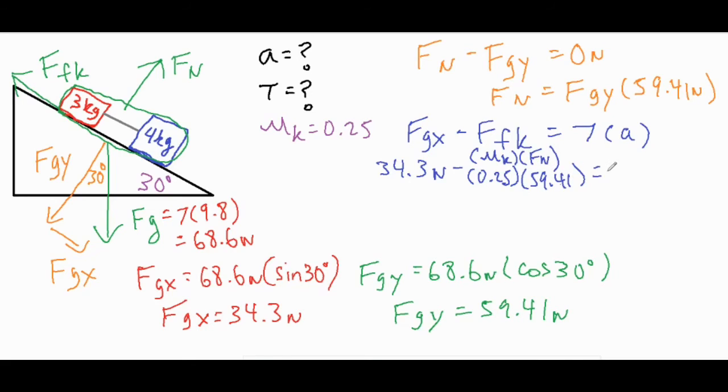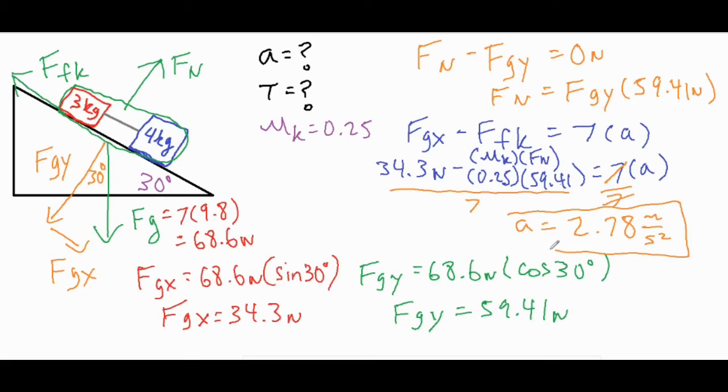Okay, so now we basically have everything we need. We're going to go ahead and sum up everything on this side. And then divide both sides by 7 to cancel out this 7 over here. And that's going to give us our acceleration. And our acceleration comes out to 2.78 meters per second squared. Okay, so let's go ahead and put that right here.